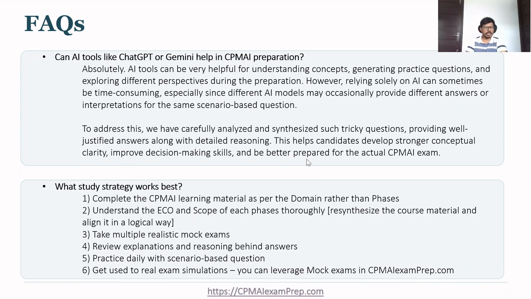And the next is, what study strategy works best? Well, the first thing is to complete the CPMAI course. That's mandatory for you to schedule the exam. Without that, you cannot schedule the exam. You have to complete that and understand the ECOs and the scope of each phase thoroughly. Make your small notes, kind of flyers or cards, which will make sure you understand the concept and its highlights. And most importantly, take realistic mock exams and review the explanation of the reasoning behind those questions. That will help you a lot to eliminate the answers.